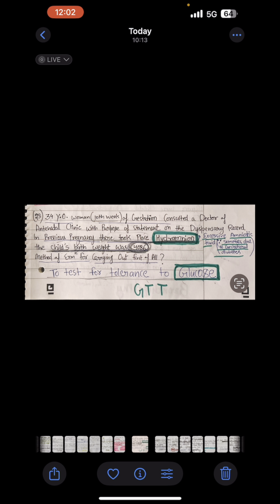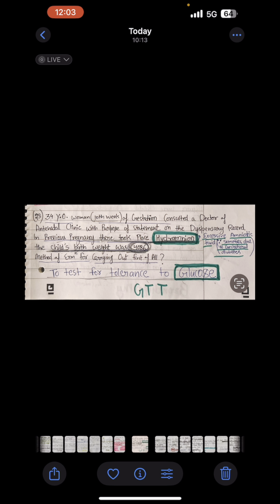Let's see the next patient. The next patient is a 34-year-old woman at the 10th week of gestation. She consulted the doctor of the antenatal clinic for registration on the dispensary record. In the previous pregnancy, hydramnion took place, and the child's birth weight was 4086 gram, which is higher than the norm. Normal could be 3.5 or a little bit higher.